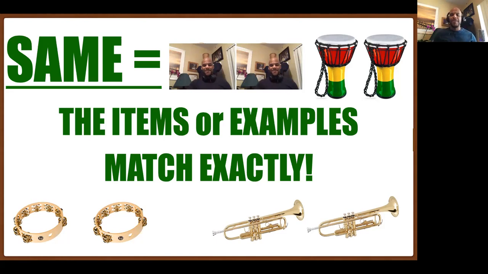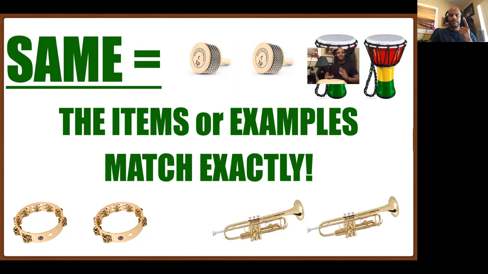Let's take a look at our djembe. Everybody say djembe. That's a drum over there. Look at the colors. Look at the shape. Are those two djembes exactly the same? Yes, they are. Let's listen to example one and compare to example two. Example one. Example two. Was that the same? Yes, it was. Why? Because they match exactly. Let's keep going.